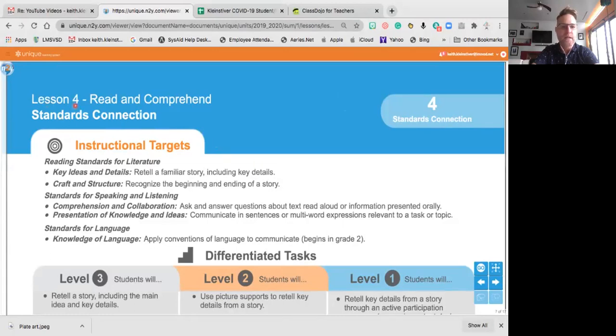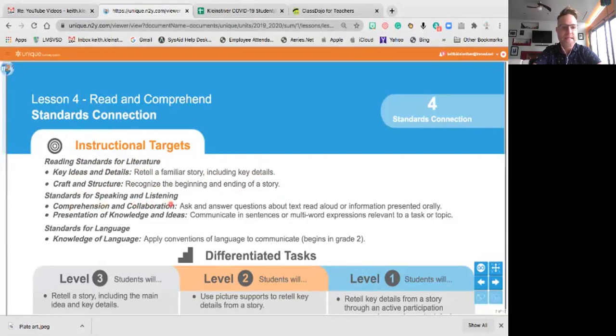I'm going to be teaching lesson 4, unique curriculum, read and comprehend, standards connections. Reading standards, these are the instructional targets. Reading standards for literature, key ideas and details: retell a familiar story, including key details. Craft and structure: recognize the beginning and the ending of a story.